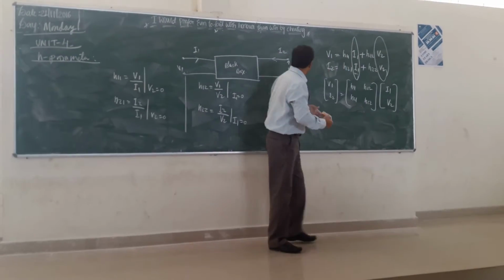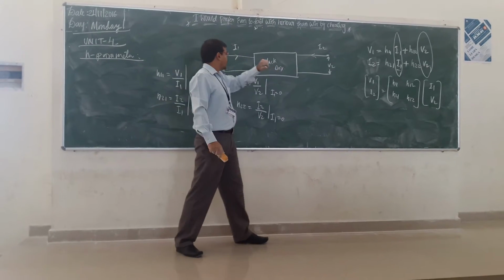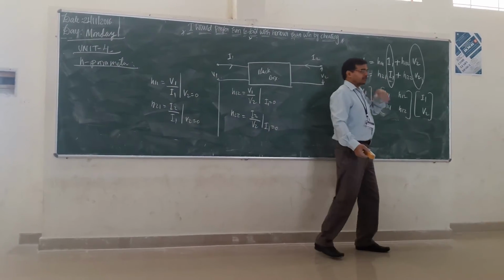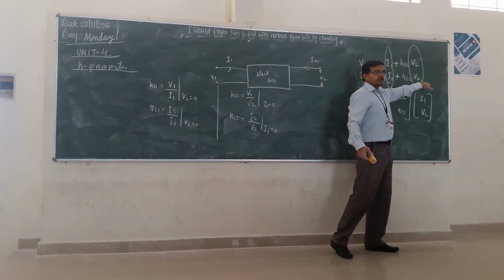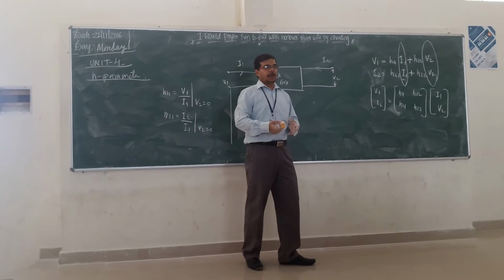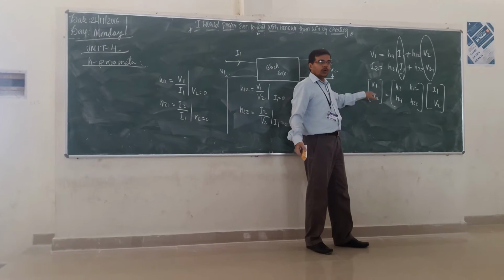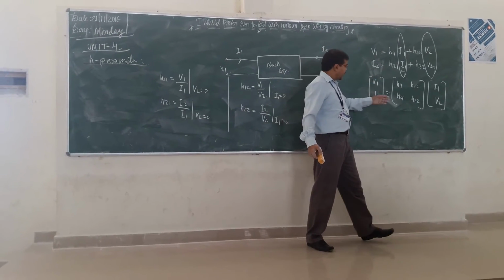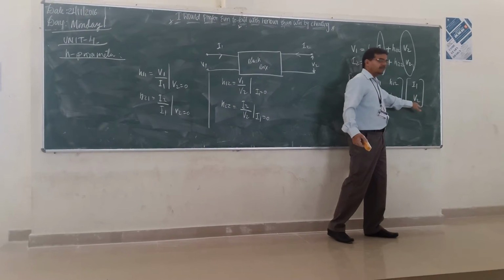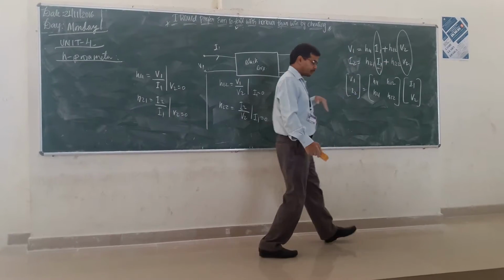We can keep any two parameters as dependent and any two as independent. We can go for V1, V2 as independent, or I1, I2 as independent. But here we have taken the combination of I1 and V2, so this is called the hybrid parameter. From that we have framed the equation. Here V1 and I2 are dependent variables, with the H parameter in matrix form, and I1 and V2 are the independent variables.